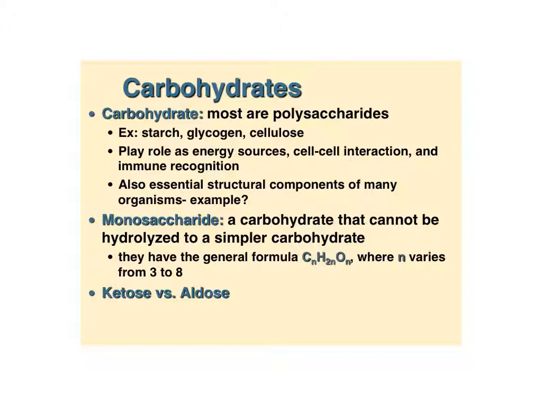In general, they typically have the formula CnH2nOn, that's why it was a hydrated carbon. And usually monosaccharides vary from having 3 carbons to 8 carbons. Then we can have either a ketose or an aldose. Ose, by the way, is the ending for sugars. Ase was the ending for enzymes. Ketose means it's a ketone containing sugar. Aldose is an aldehyde containing sugar.